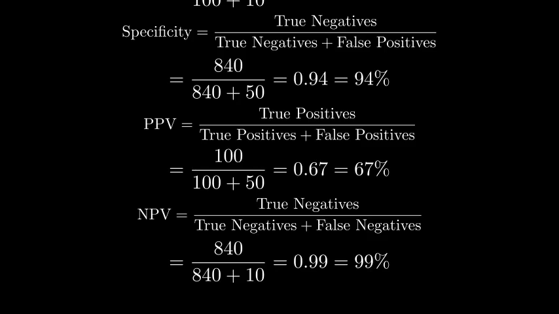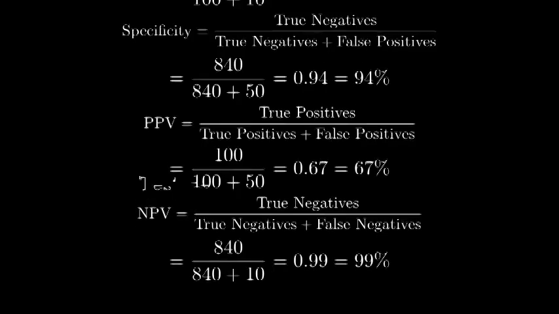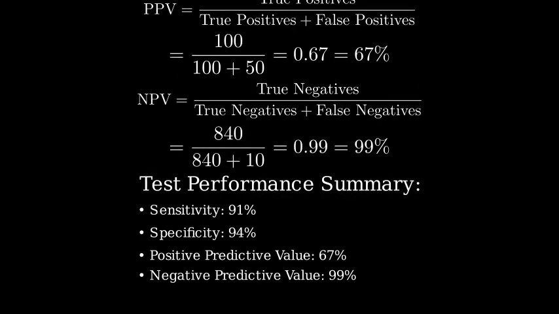Let's summarize what we've learned. Our test has 91% sensitivity, good at detecting disease when present; 94% specificity, good at ruling out disease when absent; 67% positive predictive value, moderate confidence in positive results; and 99% negative predictive value, very high confidence in negative results. This means our test is particularly good at ruling out disease, but positive results should be confirmed with additional testing.